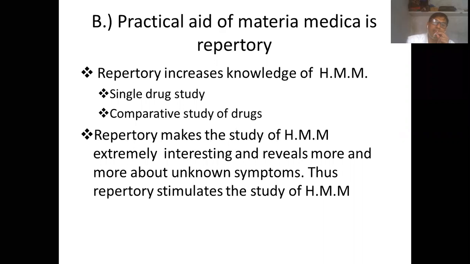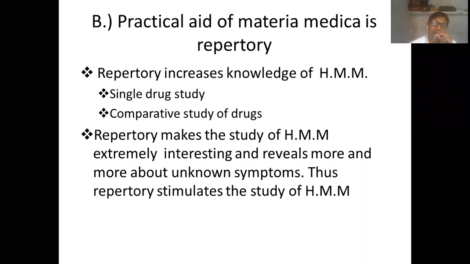Another mechanism: repertory helps us in doing the comparative study of drugs, and again I will explain how to do it. You have to fix two drugs in your mind, for example Natrum muriaticum and Ignatia. Now fix what exact comparison you want to do. Do you want to compare mind symptoms? Do you want to compare stomach symptoms? Do you want to compare symptoms of extremities? Do you want to compare symptoms of generalities?